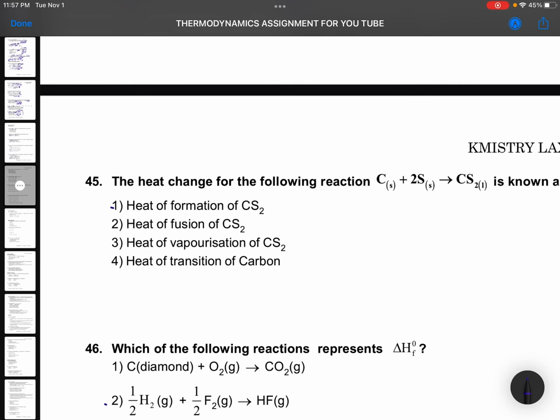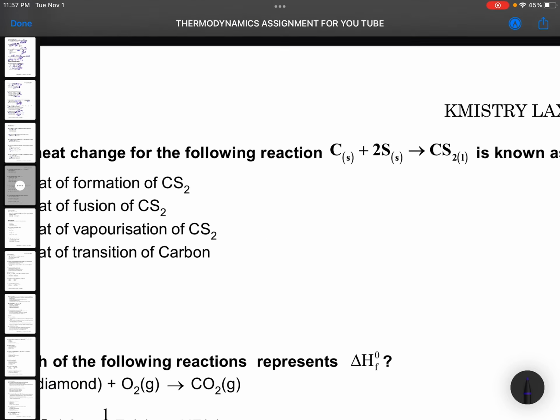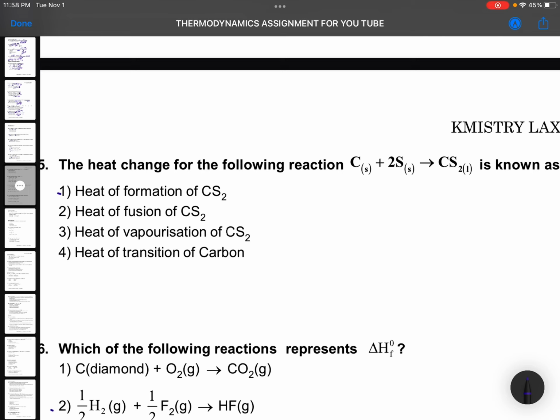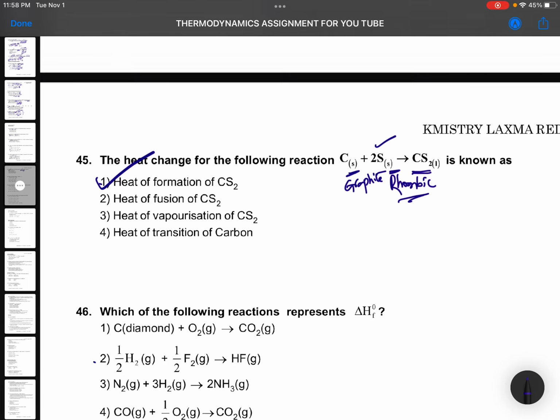The heat change for the following reaction is known as, you can check here. CS2 is coming from carbon, solid, nothing is mentioned, means you can take it as graphite. Sulfur solid, that is rhombic sulfur. If it is not mentioned, you can assume these forms, so that you can say heat of formation.